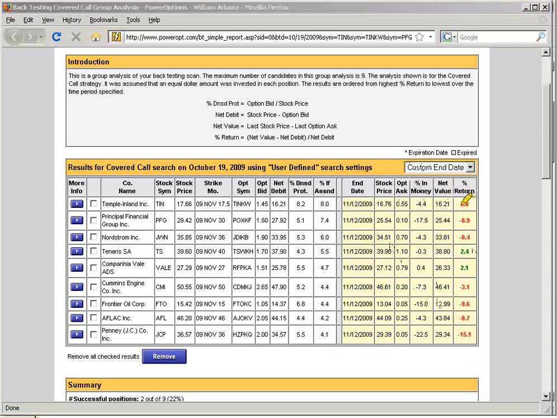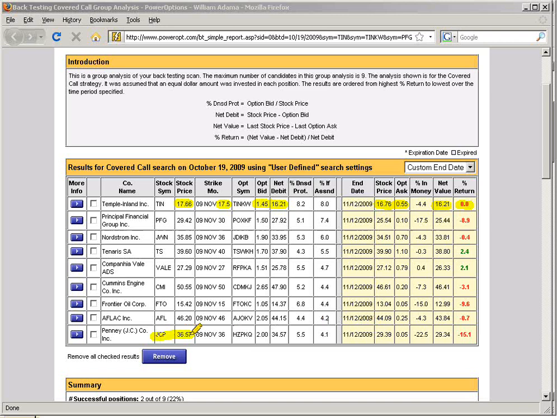First position, we have no gain and no loss. Isn't that great? Bought Temple Inland at $17.66. Sold the 17.5 call for $1.45 in premium. Net debit of $16.21. As of the close today, the stock's at $16.76, and it would cost us 55 cents to buy to close our call, liquidate the stock for a liquidation value of $16.21, or 0.0%. Okay, what are the two big losers here?